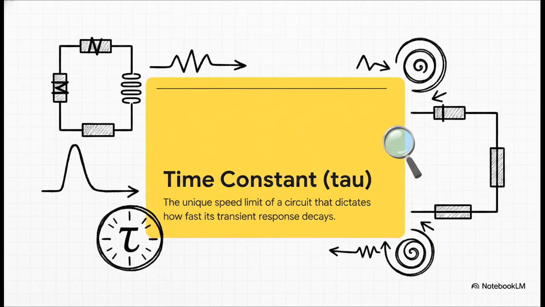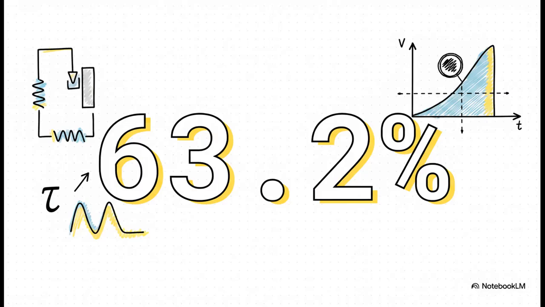I actually love to think of tau not just as some dry formula, but as the inherent personality, or the natural speed limit of a specific circuit. For a circuit with an inductor and a resistor, tau is just the inductance divided by the resistance, L over R. And for a circuit with a capacitor, tau is simply the resistance multiplied by the capacitance, R times C. This one single number dictates the absolute speed limit of the circuit. It tells you exactly how fast all that initial chaos is going to settle down. Now, here is where things get really fascinating.